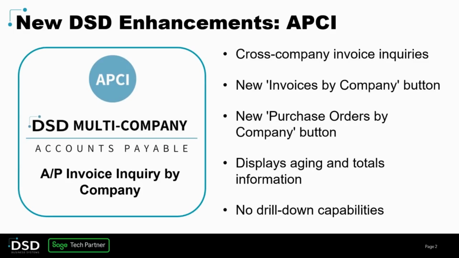The first enhancement is the APCI, AP Invoice Inquiry by Company. This enhancement allows for cross-company invoice inquiries. We've added a new invoices by company button and purchase orders by company button in the accounts payable vendor maintenance. And it displays this information for all companies for that common vendor number. It also displays combined aging and totals information.